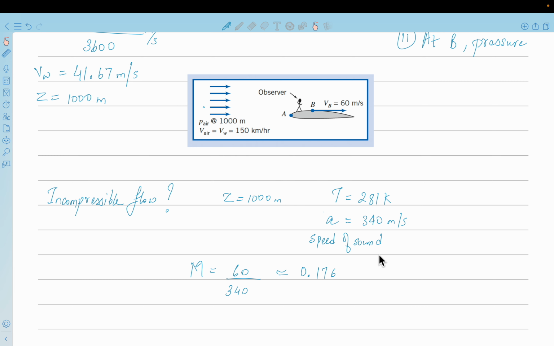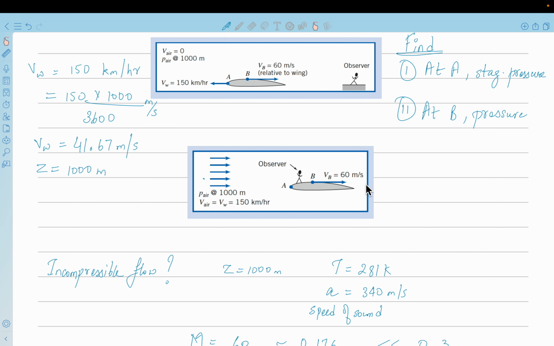Okay, so that's way less than 0.3, 0.4, right? And in this range we can assume incompressible flow. Okay, this is less than I can say 0.3, and therefore it is incompressible flow. So we can assume incompressibility, and hence probably we can apply Bernoulli's equation. But from where to where do we apply? Or is there any other assumption that I need to make? Remember, we can apply Bernoulli's equation only if we can define a streamline from one point to another.